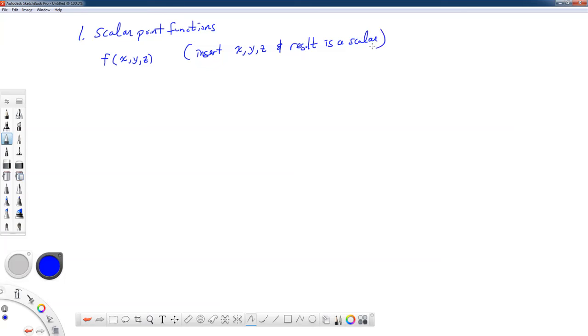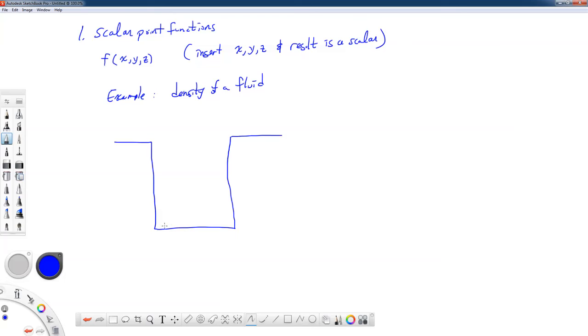Now, physically, an example of this might be something like a density function for a fluid. If we think of a stratified fluid, maybe sitting in some container, it may have a high density material down at the bottom, indicating that with these longer lines. But as we move up the tank, the density may get a little less. The lighter things will kind of float to the top.